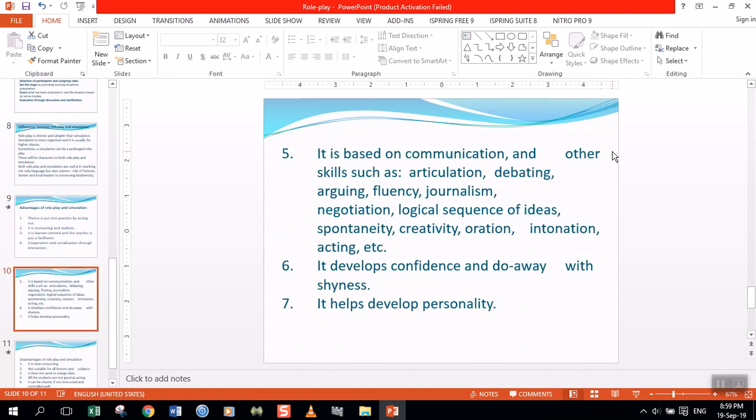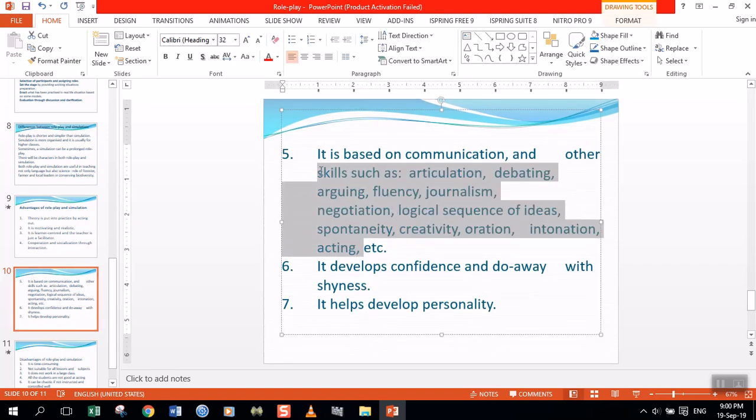Now, some of the skills learned are articulation and debating. They should be able to articulate their own thinking, and debate and argue well. They should also have fluency, journalism knowledge, negotiation, logical sequence of ideas and spontaneity. Creativity and oration styles would be enhanced in innovations and acting. A person has to act, so such skills are promoted when these two methods are practiced, either role play or simulation. So this is very important for students to learn in their life.